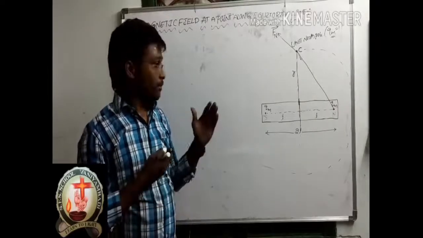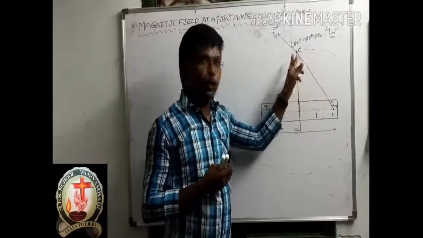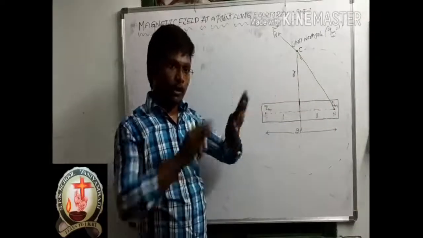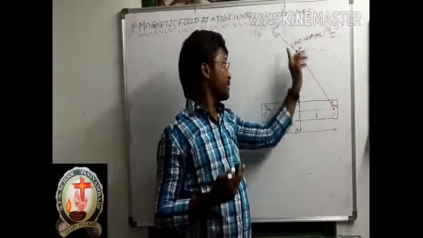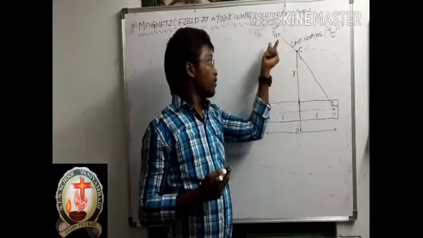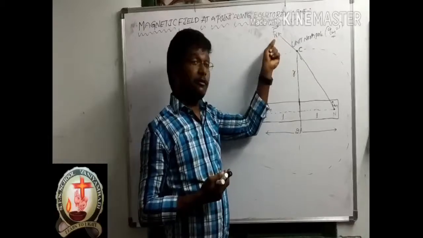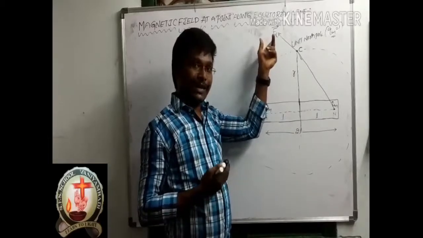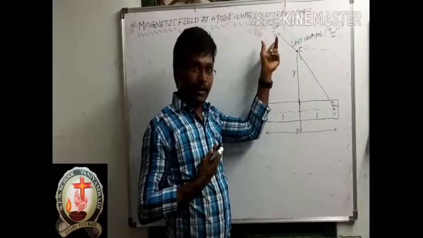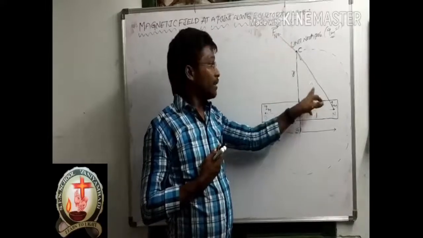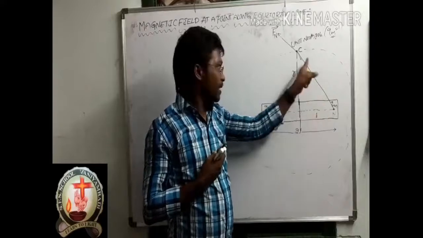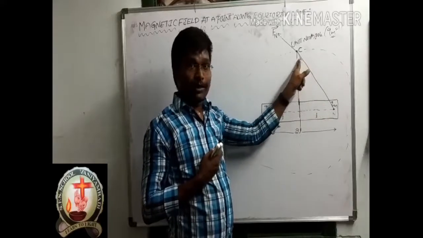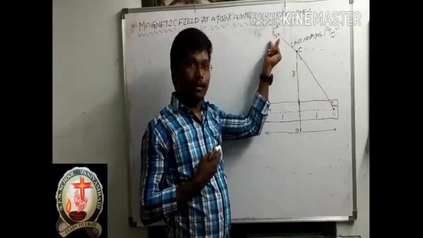Okay. This is the north pole and this is the unit north pole. What will happen? North pole and north pole repel. So this magnet will be repelling this unit north pole. So here this is the Fn, the force acting. Otherwise, the repulsion force acting between the north pole of the magnet and the unit north pole is Fn.